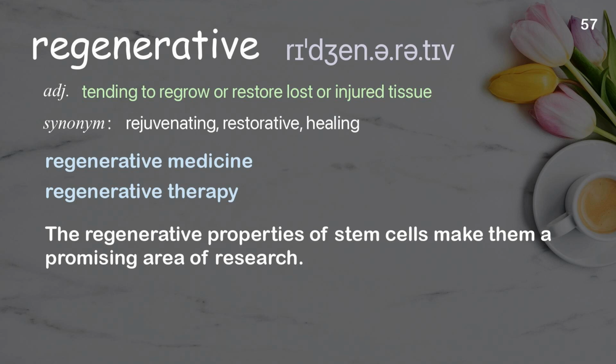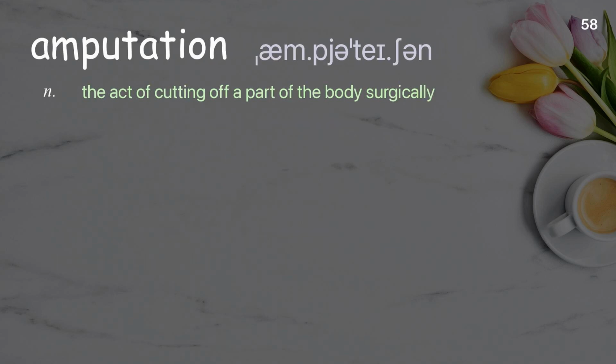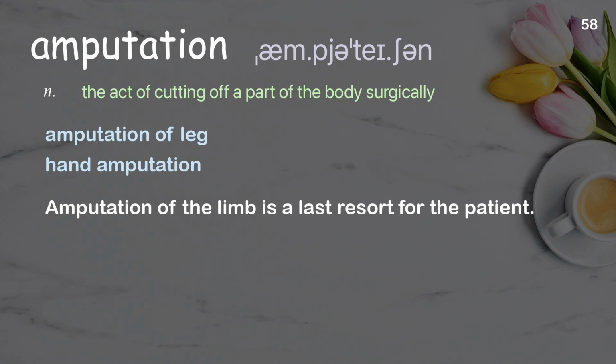Amputation. The act of cutting off a part of the body surgically. Examples: Amputation of leg. Hand amputation. Amputation of the limb is a last resort for the patient.